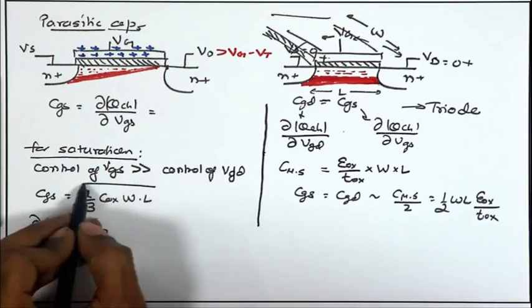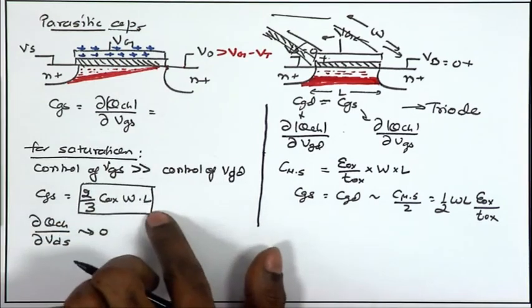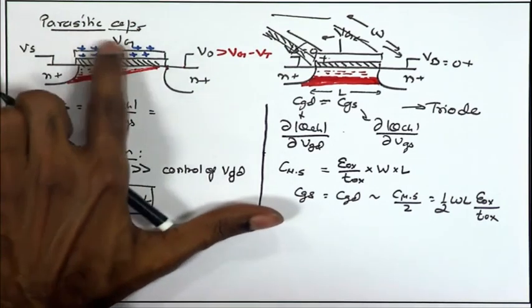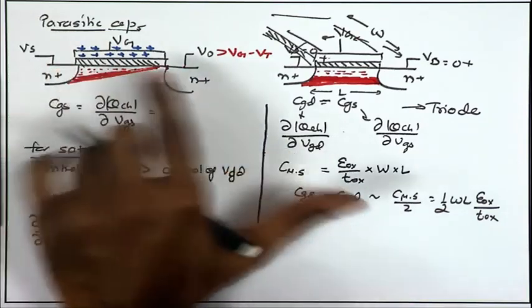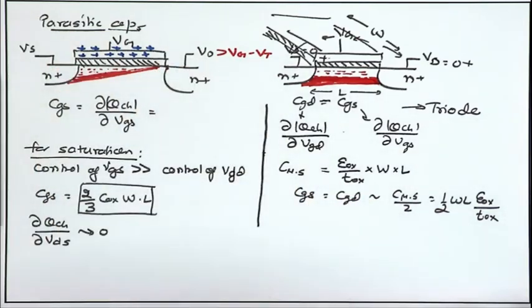So, this is the first component CGS which results from the change of channel charge because of change in VGS. There is another component of capacitance between the gate source, gate drain, that arises from overlap of the gate with the drain and source region. So, let us briefly talk about the overlap capacitor.